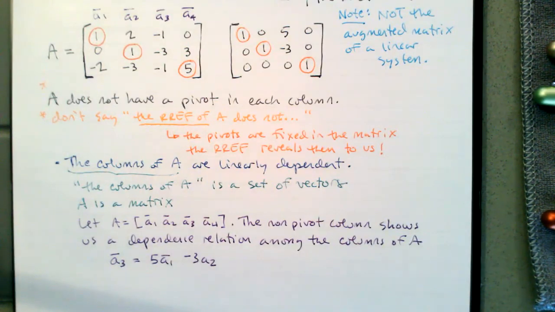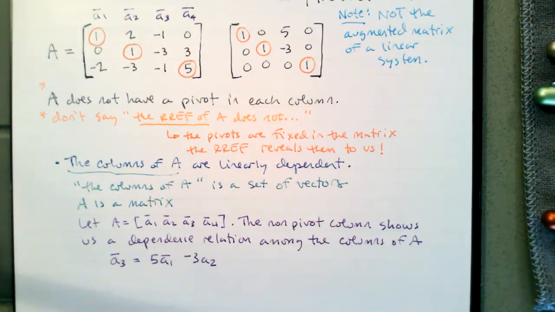So looking at this reduced echelon form, if I ask the question, are the columns of A linearly independent? The answer would be no. A does not have a pivot in each column. Since A does not have a pivot in each column, the columns of A are linearly dependent. We can also observe from the reduced echelon form that A3 is a linear combination of A1 and A2. Therefore, the columns of A are linearly dependent.